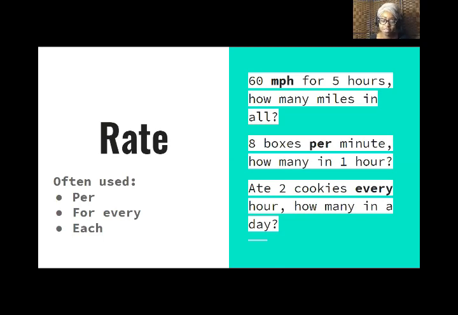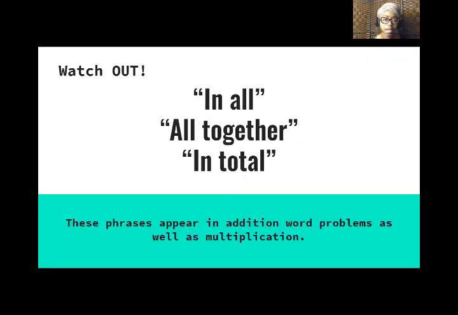All right. So as you see, these words we've seen already, every, per, each, you've seen already in previous questions, but for rate, they show up again. So tricky, tricky. Let's see what this is about. Watch out for these phrases: in all, altogether, and in total. Why? Because these phrases appear in addition word problems as well as multiplication.